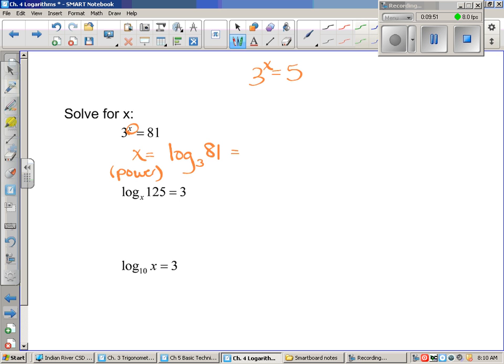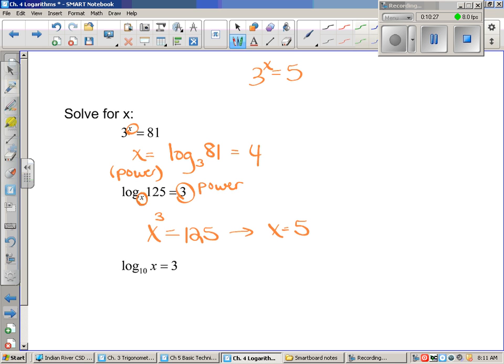Now, I don't really want you to leave it like that. I actually want you to answer this question. 3 to what power is 81? And of course, the answer to that is 4. 3 to the 4th is 81. In the same way, let's think about this. This means the base is x. This is the power, or the exponent, because a log equals the exponent, right, is 125. So this question is saying something cubed equals 125. And so that, of course, would mean x is 5.